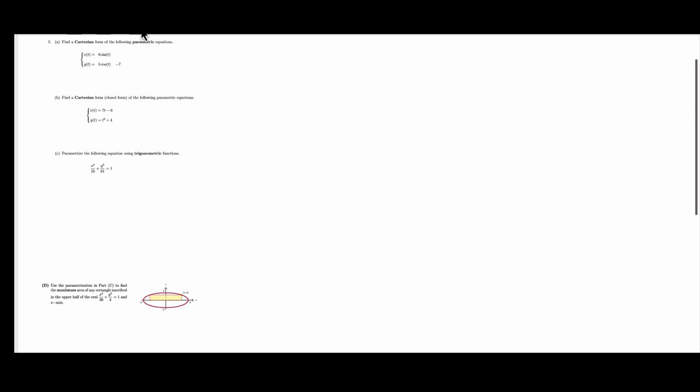Here's another final practice. The pieces of this problem contain different types of parameterization problems. So start with A. In A, it's asking us to basically put this function, x equal to 6, this parametric form, into a Cartesian form.